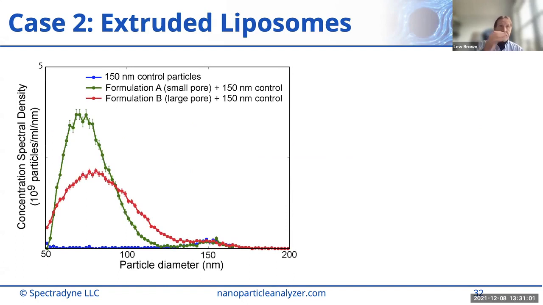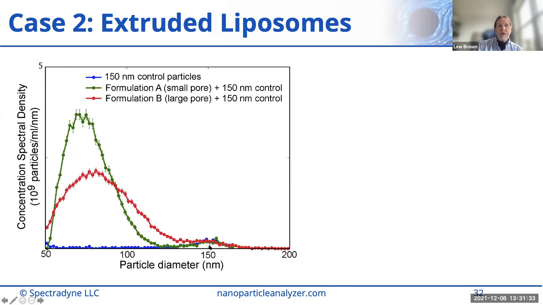So in this particular example, we had 2 formulations that were identical, formulation A and B, but the difference was the formulation A was extruded through a small pore and formulation B was extruded through a large pore. Now, in both of these samples, we also spiked in a 150 nanometer control bead, which you can see in the distribution here.